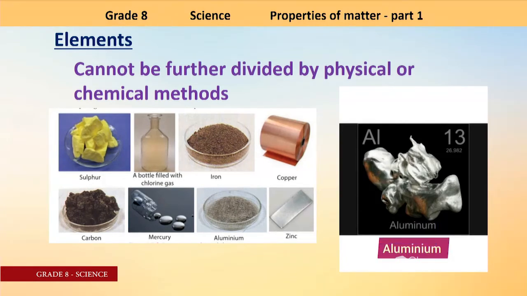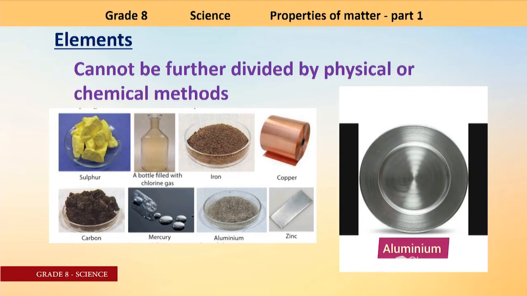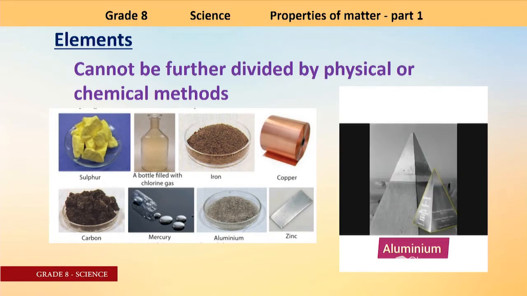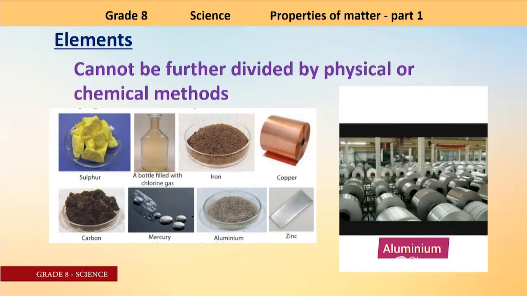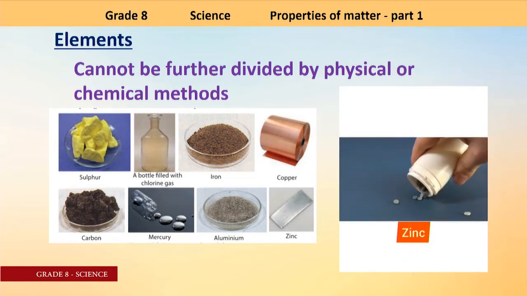Then the aluminium. Aluminium can be used for various purposes, kitchen utensils, and sometimes we use it to make building materials. So, aluminium is another element you have to learn.